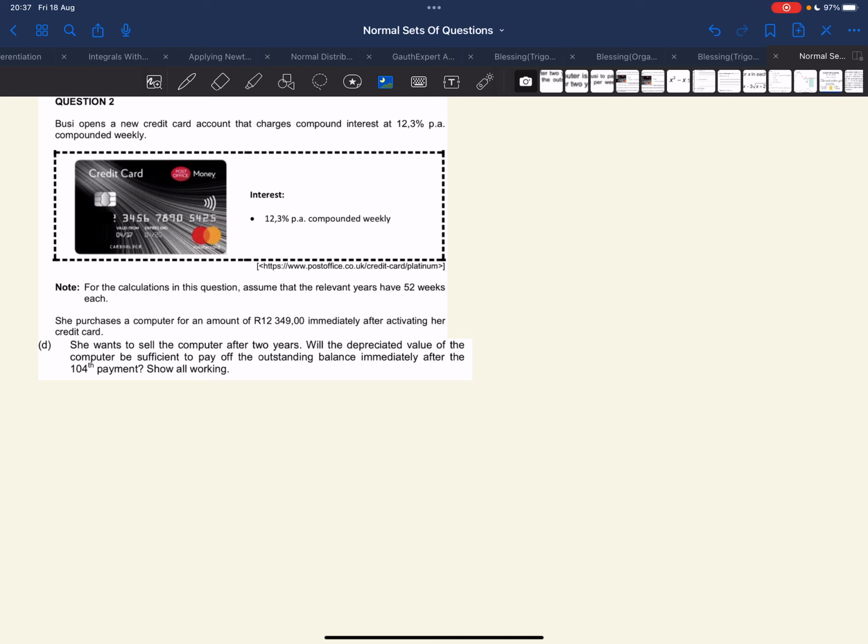104th payment. Let's just say 104 divided by 52. Yes, it is. So basically it's after 104 weeks, because if you say 52 times 2, so let me just show you. If you say 52 times 2, you should get 104 weeks. All right. So they want to know if the depreciated value will be sufficient to pay off the outstanding balance immediately after the 104th payment.